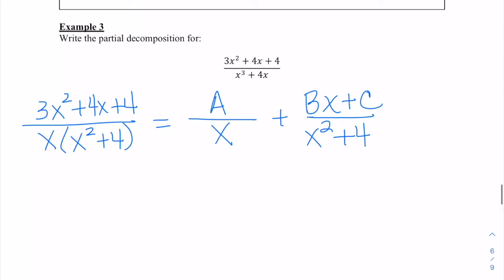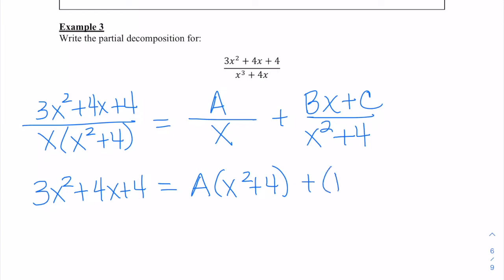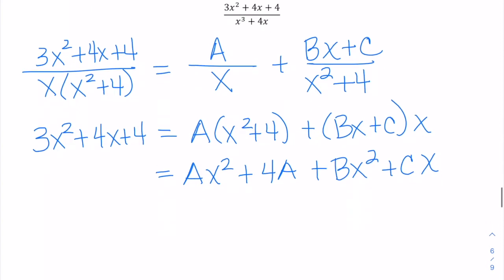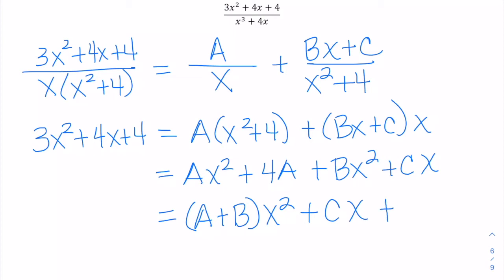Now let's solve this by multiplying by the denominator. So 3x squared plus 4x plus 4 would equal a times x squared plus 4, plus bx plus c times just x. So we'll get ax squared plus 4a plus bx squared plus cx. Again, we can put the a and the b together, a plus b, x squared, because they both have the x squared. We have one variable for the x and one constant.